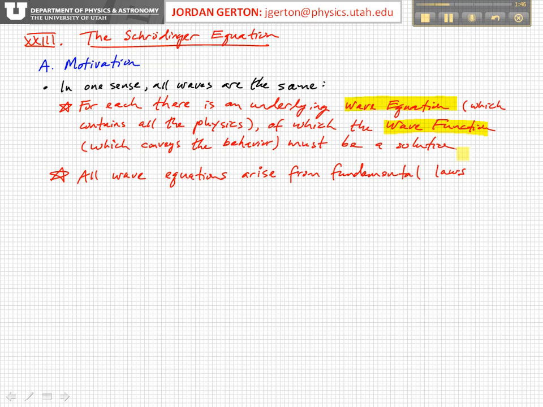And generally speaking, wave equations are differential equations, and usually second-order partial differential equations. Okay, and so it turns out the Schrodinger equation is just the wave equation for matter waves, or that's one way of thinking of it anyway. So we should think about wave equations. So all wave equations arise from fundamental laws. As I said, the wave equation contains all the physics. This is where we put in force laws and whatnot. Okay, and so let's consider a couple examples before we get to matter waves.